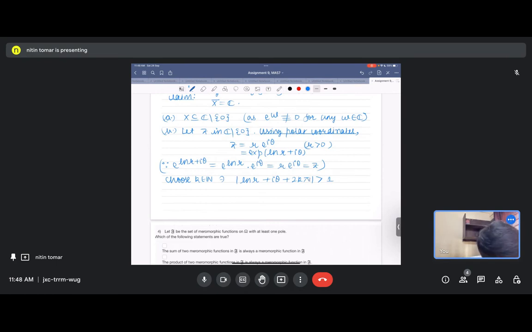2k pi iota, sorry. This you can always do. See, if this number, what is the mode? Mode of this will be ln r. Its mod square will be (ln r) square plus (theta plus 2k pi) square. Now you can always choose k large enough such that this is greater than 1.